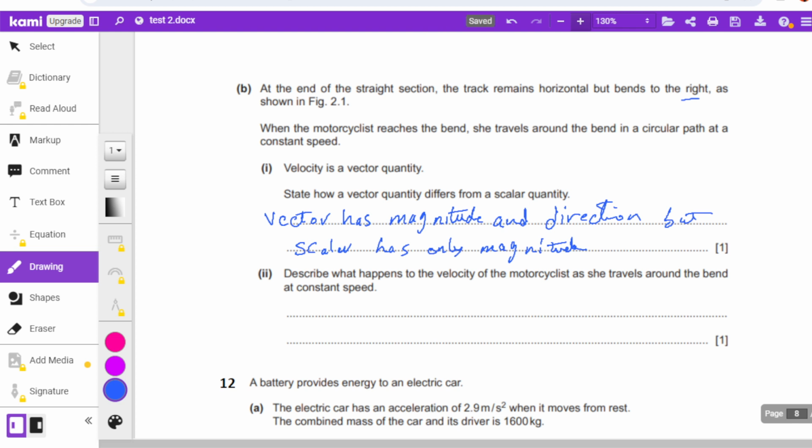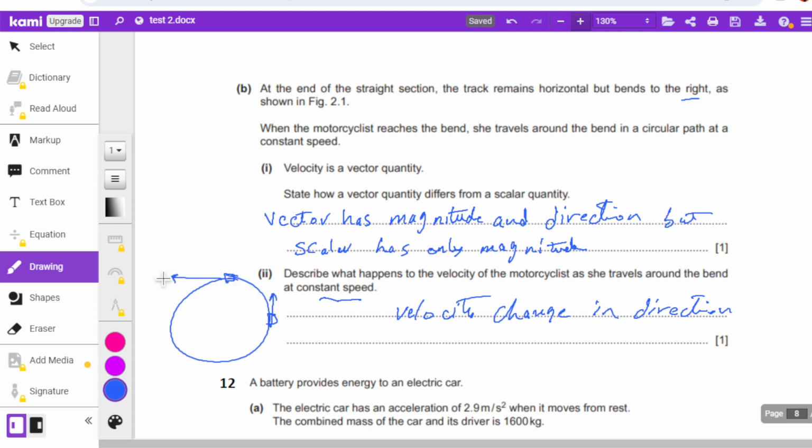Describe what happens to the velocity of the motorcycle as it travels around the bend at a constant speed. It means velocity changes in direction, because moving in a circle will change the direction in each position. For example, for this part, this will be the velocity in this position, this will be the velocity, and so on if the object moves in this direction. So as you see, velocity is changing in direction in the circular motion.